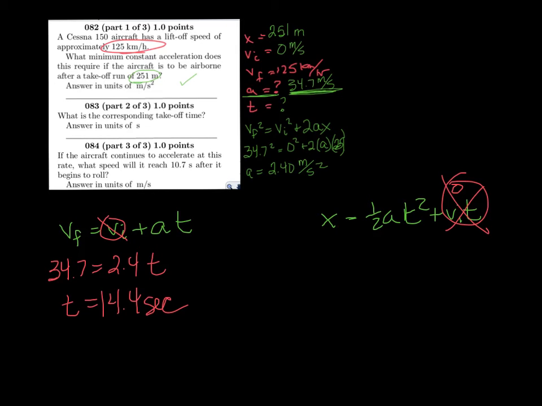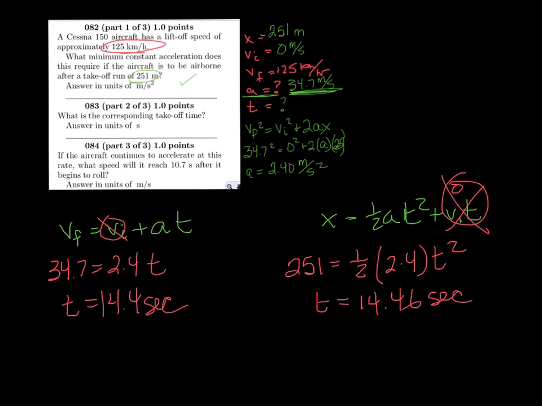So, what's our displacement? 251 is equal to 1/2, we know our acceleration, we just found that, that's the 2.4, t squared. So solving for t here, you should get 14.4 again. Double check, pause, try it. Yep, 14.46, which is 14.4 seconds. So we get the same time no matter which way we solve it.